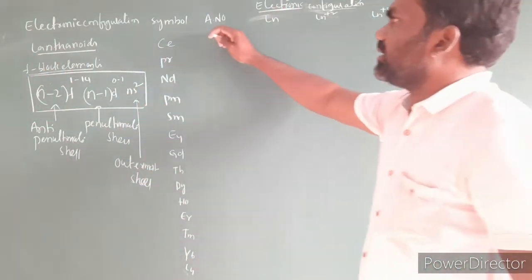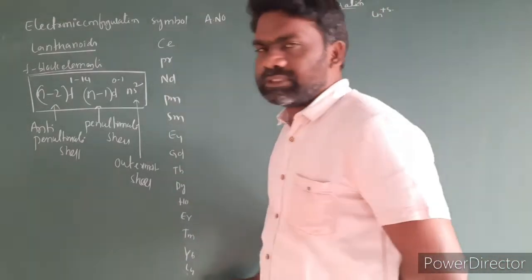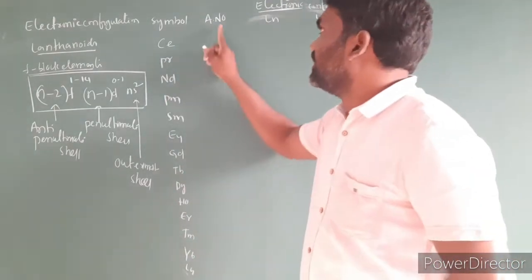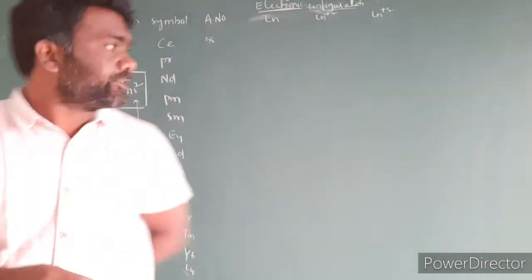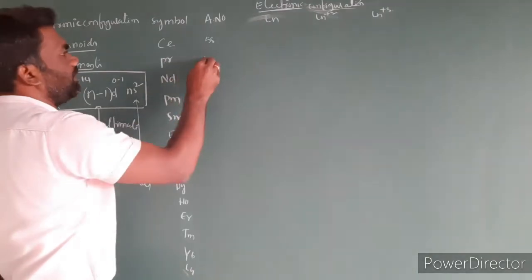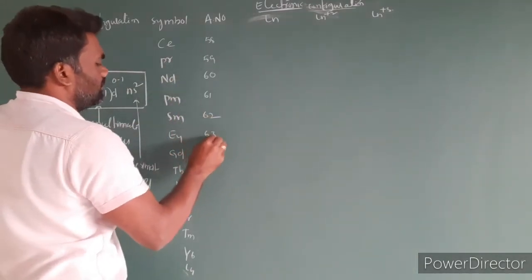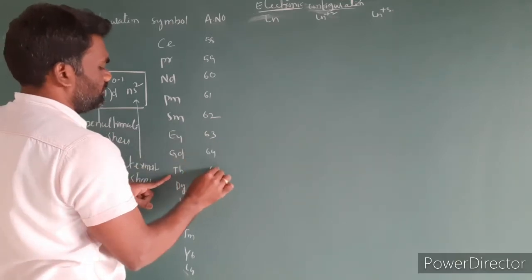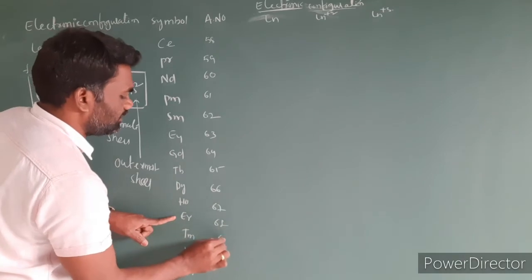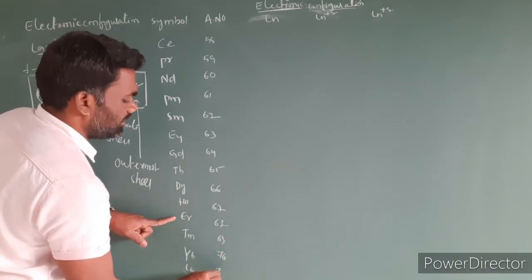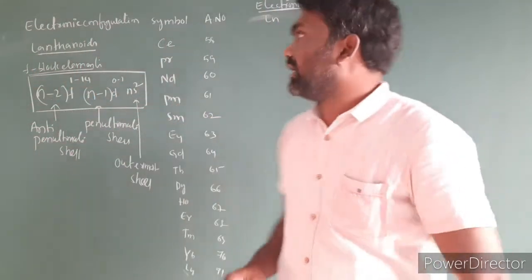Next, let us look at the electronic configuration of lanthanoids. The first element is already written with the symbols of lanthanoids, the 4f series elements. The atomic number series is 58, then 59, 60, 61, 62, 63, 64, 65, 66, 67, 68, 69, 70 and 71. So these are the atomic numbers of these elements.